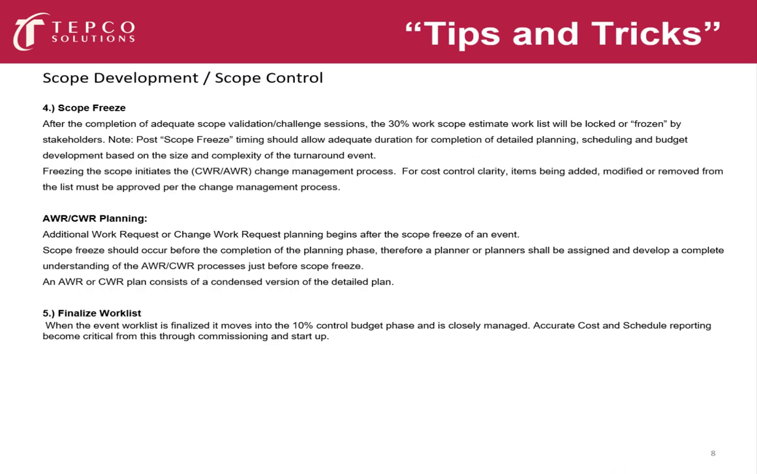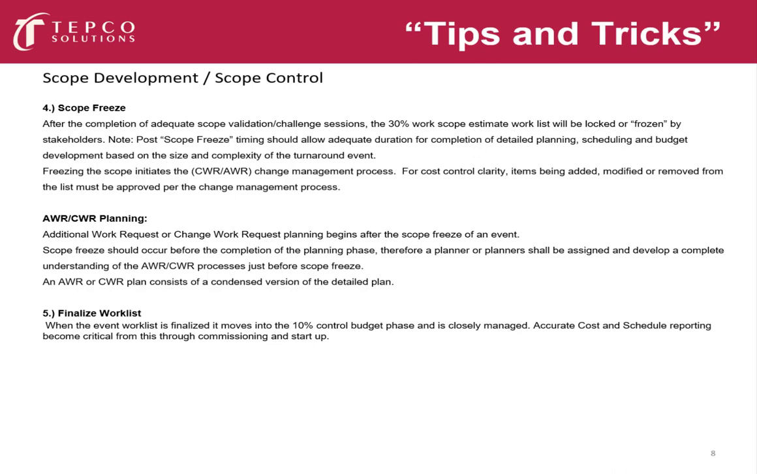Okay, now as far as the AWR and CWR planning, AWR and change work request planning begins after scope freeze of the event. Scope freeze should occur before the completion of the planning phase, as I mentioned before. Therefore, a planner or planners need to be assigned early on and have a full understanding of the AWR, CWR process before scope freeze. An AWR, CWR plan consists of a condensed version of a detailed plan, and our planners need to be aware of that process. They're fully aware of the entire process.